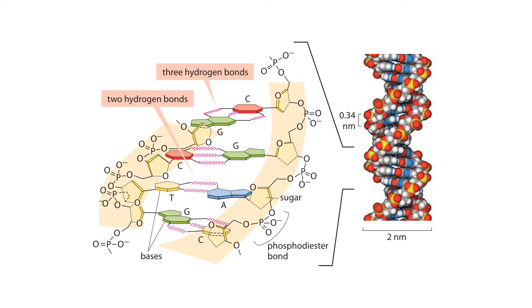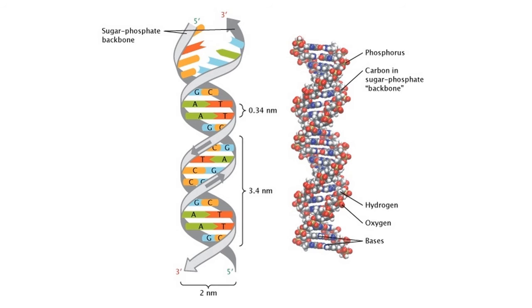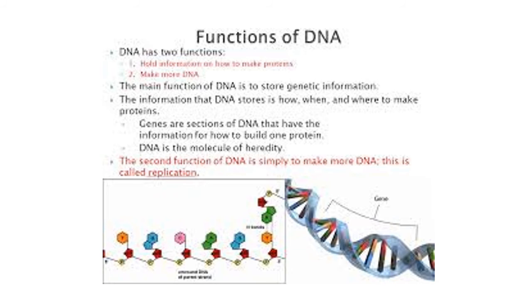There are 3 hydrogen bonds connecting cytosine and guanine, while two hydrogen bonds connect adenine and thymine. The double helix structure of DNA is highly regular. Each turn of the helix measures approximately 10 base pairs. In addition to the hydrogen bonding between the bases, the stacking of the bases also stabilizes the double helix structure. So let's move to the function of DNA.